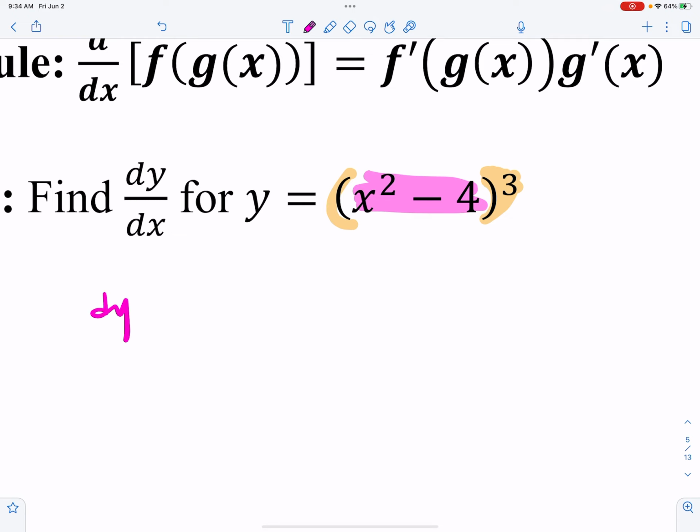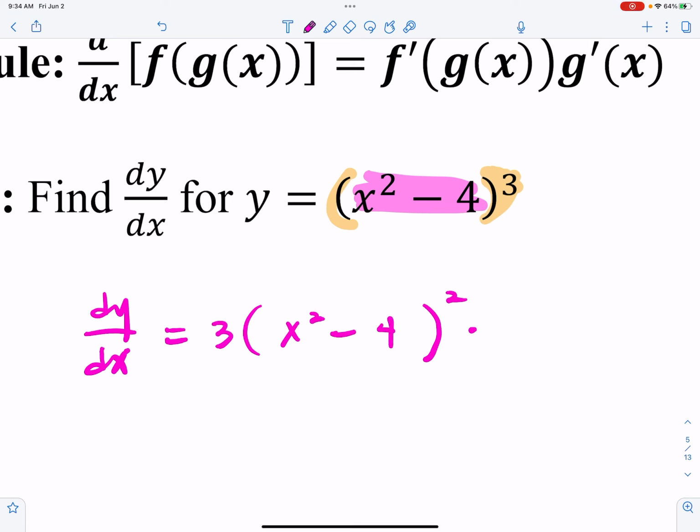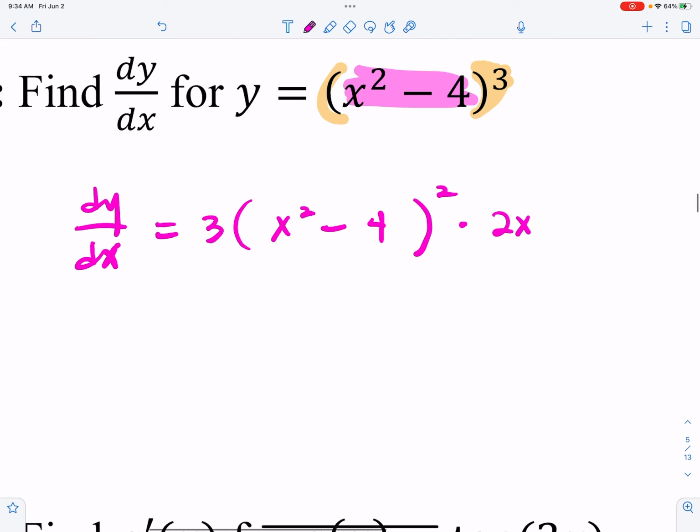So to find dy over dx, derivative of the outside, I'd bring the 3 down, subtract 1 from the exponent. That part's done. Leave the inside alone, and then times the derivative of the inside would be 2x. So applying power rule to the inside. And we're done. So you could write that as 6x times x squared minus 4 to the second power.